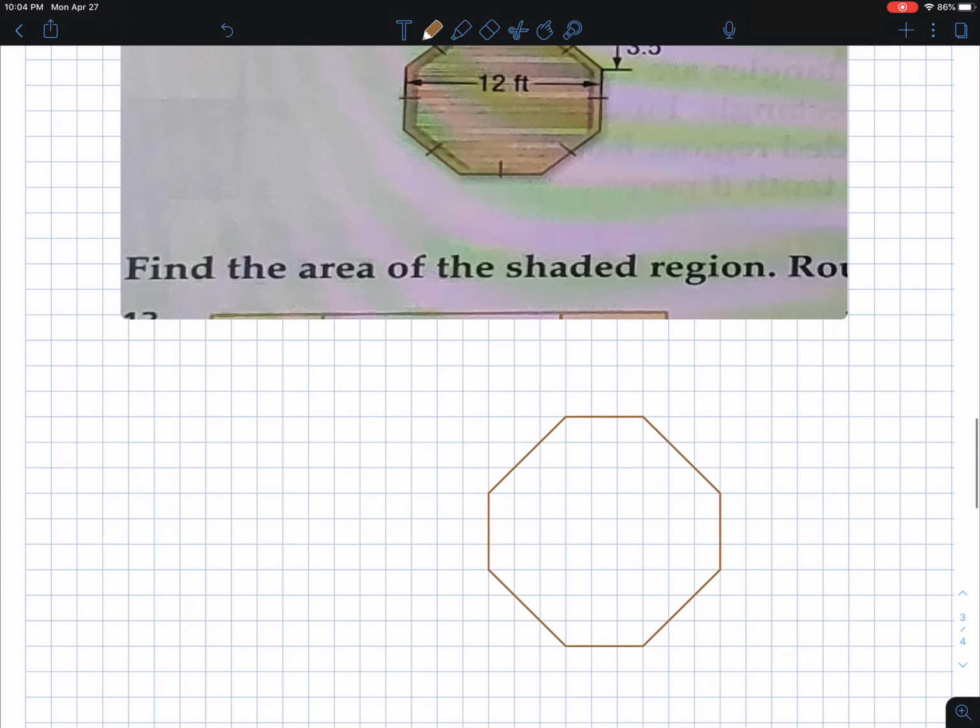Now it says the diameter across the middle. So this is 12 feet.